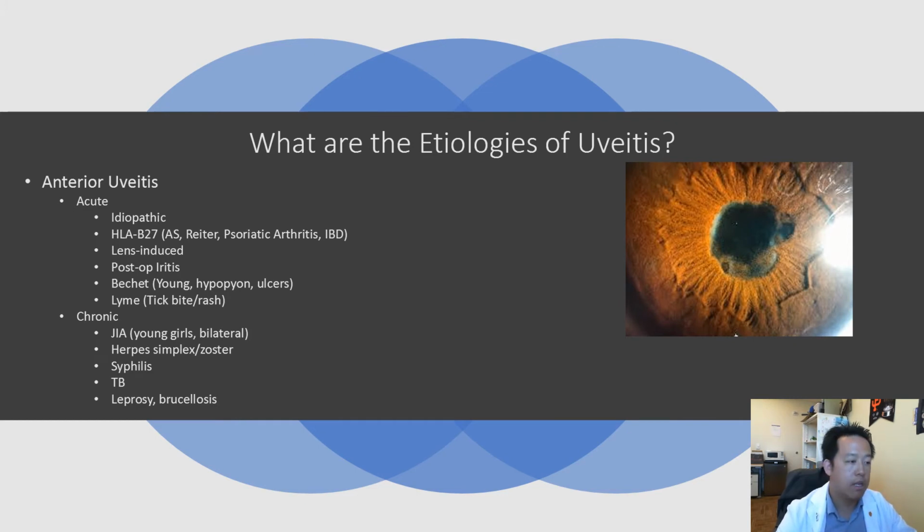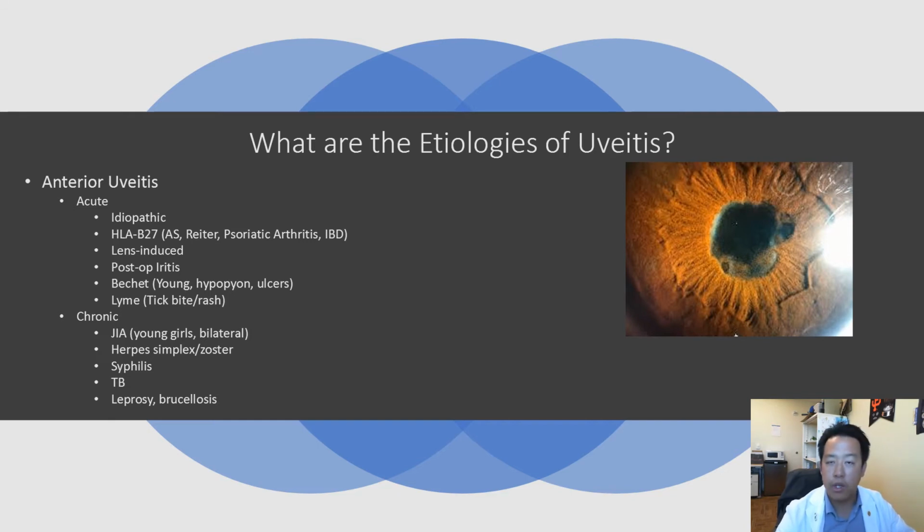So with anterior uveitis, there's acute and chronic forms. With the acute, you can see here many different etiologies that can be causing uveitis, mainly being idiopathic. Probably about half are, we just don't know. The HLA-B27 are a very common class of the acute uveitis. Lens-induced, post-op iritis, Behçet's, Lyme's is all very common.